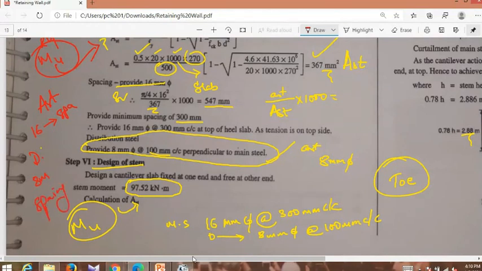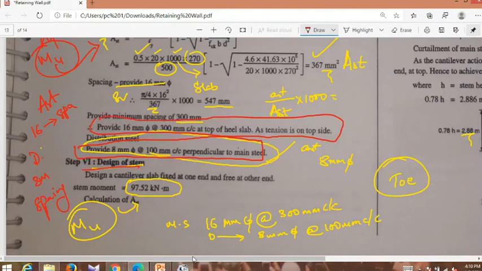After writing all those things, if you write provide 8 mm dia at 100 mm center to center like this, just put a box, so it will be highlighted to the evaluator. Okay, here also just put the box like this.